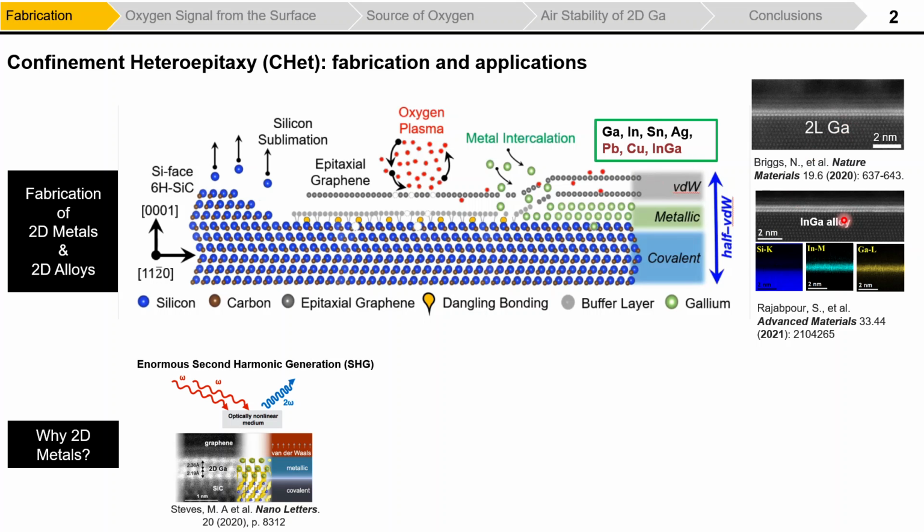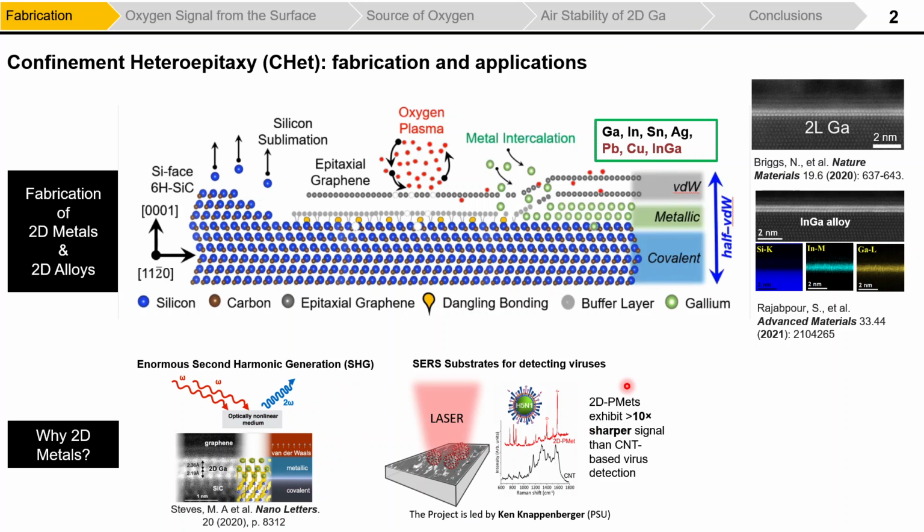So why is this interesting to us? We find an enormous amount of second harmonic generation comes from this engineered surface due to this variation in the bonding. Our collaborators at Penn State University are exploring this material to perform as a surface enhanced Raman scattering substrate to detect viruses, which is much better than using, for example, CNT based detection.